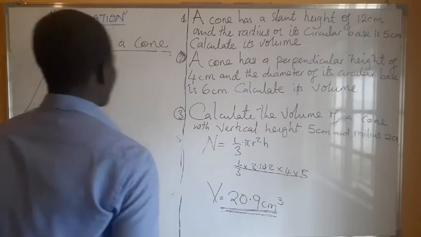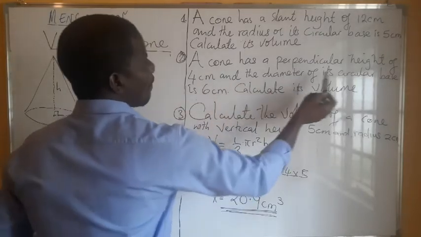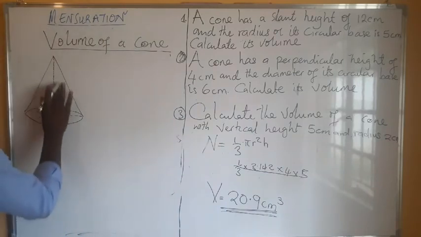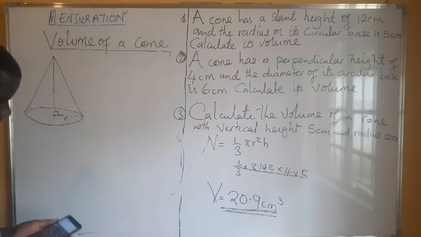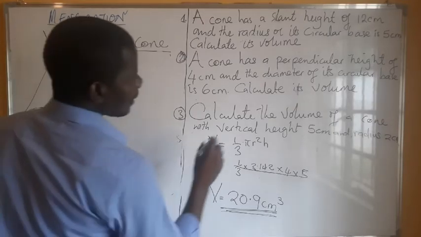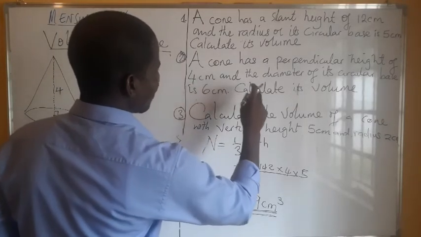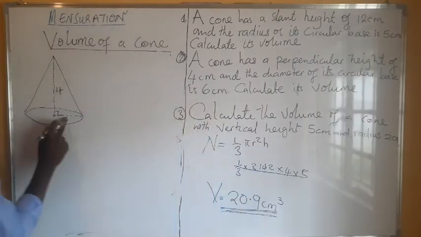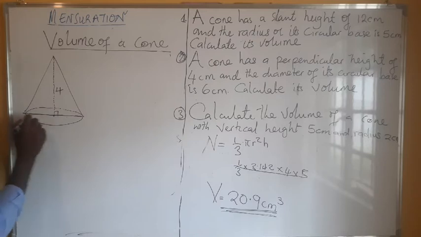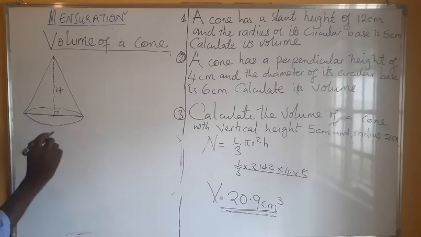Okay. So now, a cone has a perpendicular height of 4. This is our 4. And then it has the diameter of 6. You know that the diameter is this whole line from this point up to the last one. This is supposed to be 6.